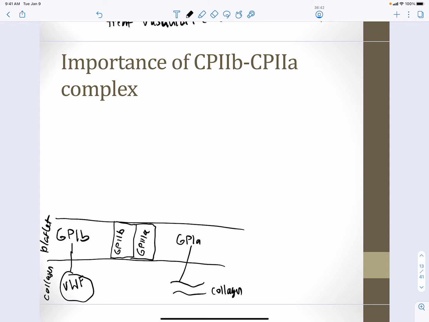And these guys are going to form a complex. And this complex is both a von Willebrand factor receptor and also binds to fibrinogen. And it induces fibrinogen-induced platelet aggregation.